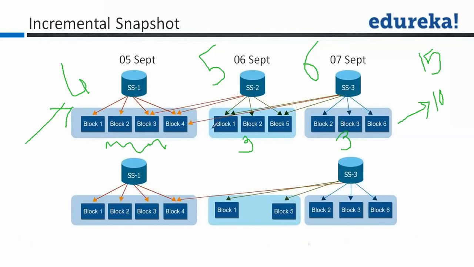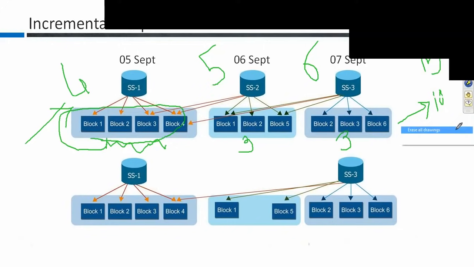The biggest advantage is Amazon keeps track of each of the blocks modified. So when you take a snapshot, if it has to take a full snapshot backup, it would take more time and affect the performance of the volume. Since it's incremental, only modified blocks are taken, so it would be much faster and you would be able to save time, get better performance, and save cost. So that's why this is the concept of the incremental snapshot backup.